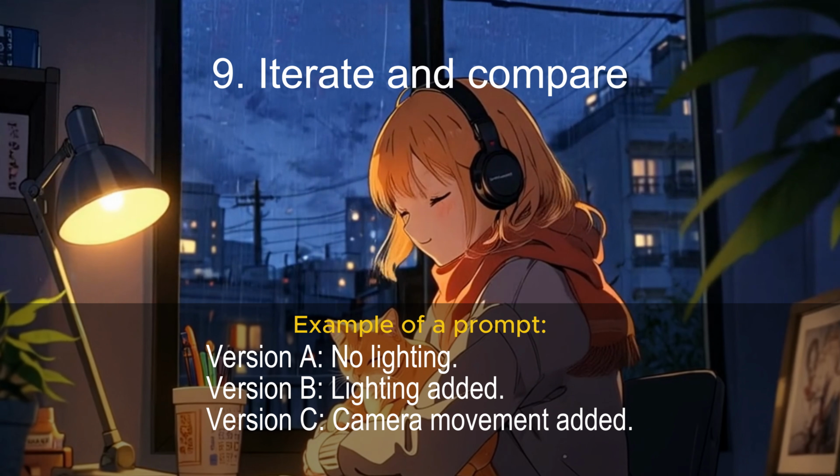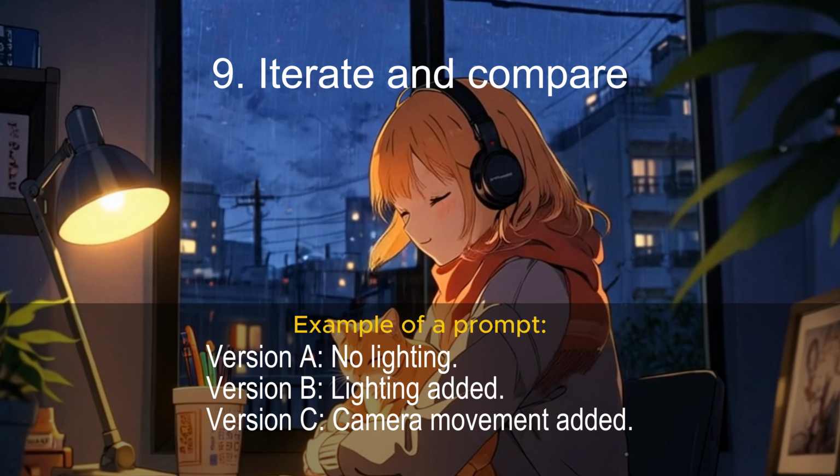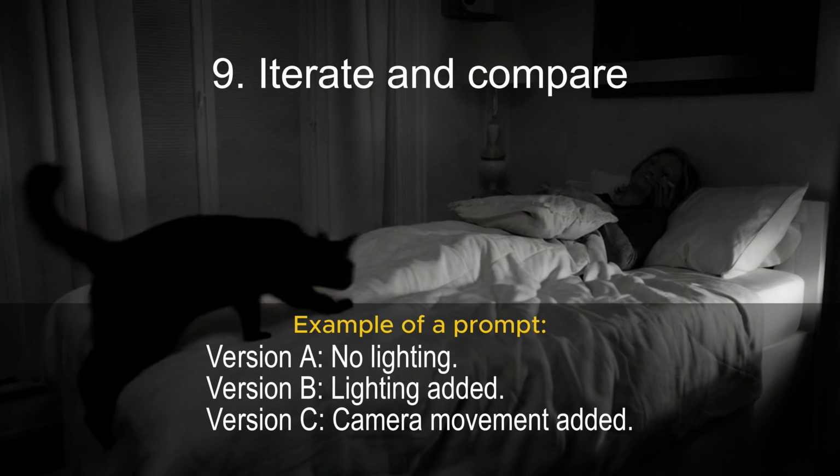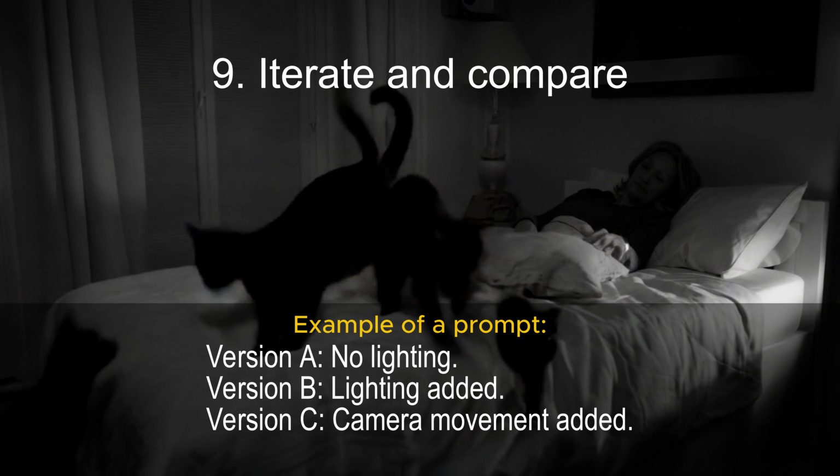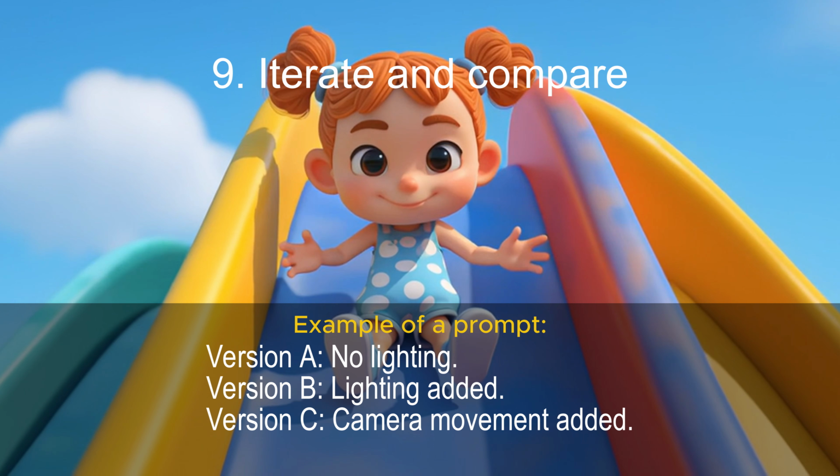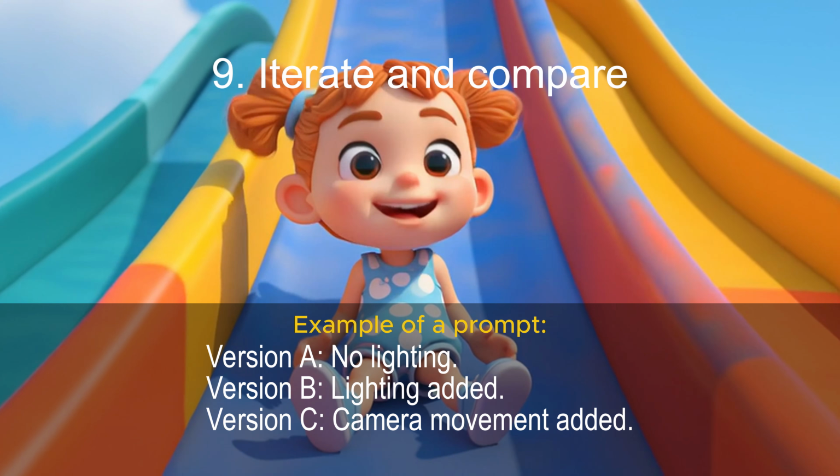Iterate and compare. Run several versions with small changes and compare results. Fix exactly the part that failed. Iteration is the fastest way to improve quality.